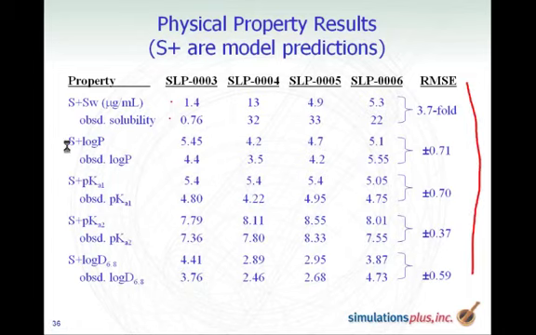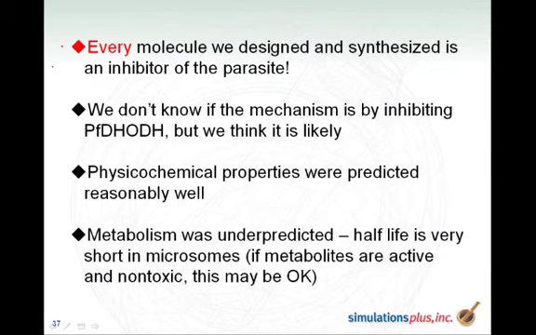Okay, so to summarize, every molecule we designed and synthesized is an inhibitor of the parasite, so obviously that was a very nice result. We're not sure if the mechanism is inhibition of DHODH, but we think this is likely, and we're trying to get these compounds tested in this particular enzyme assay. The physical chemical properties were reasonably well predicted. The metabolism, unfortunately, was underpredicted, especially for 3A4. The half-life is very short in the microsomes, but if the metabolites are active and non-toxic, this may be okay.